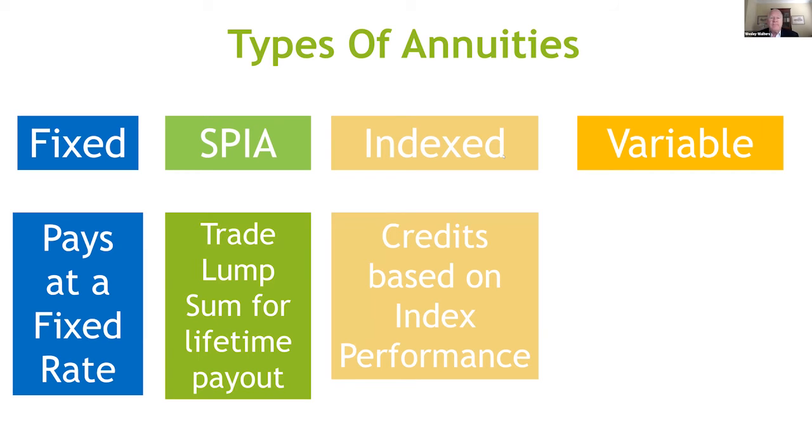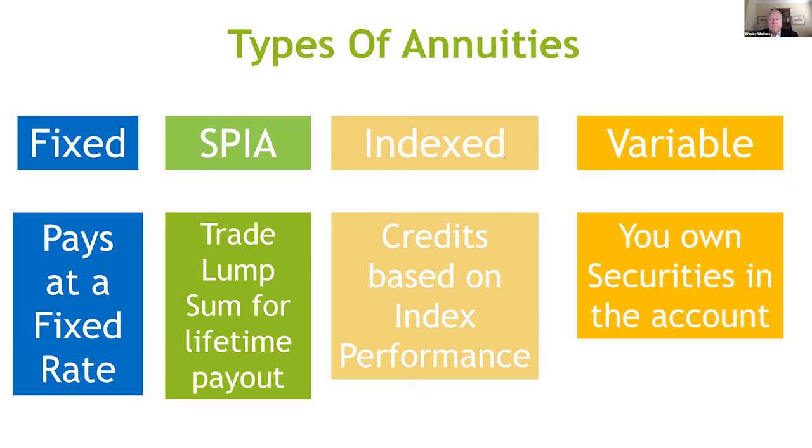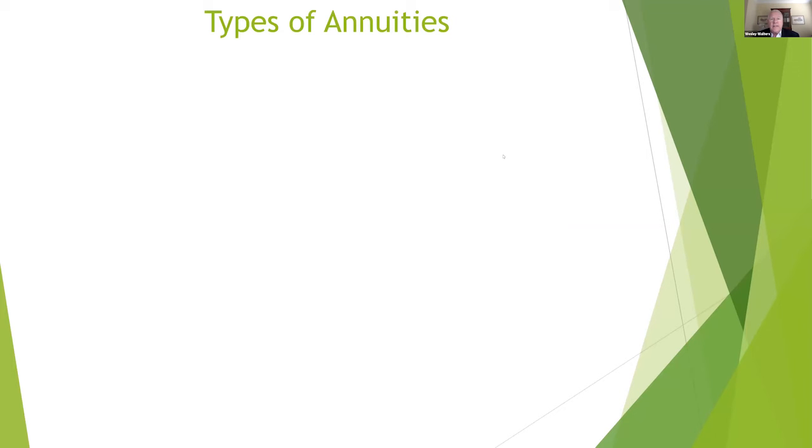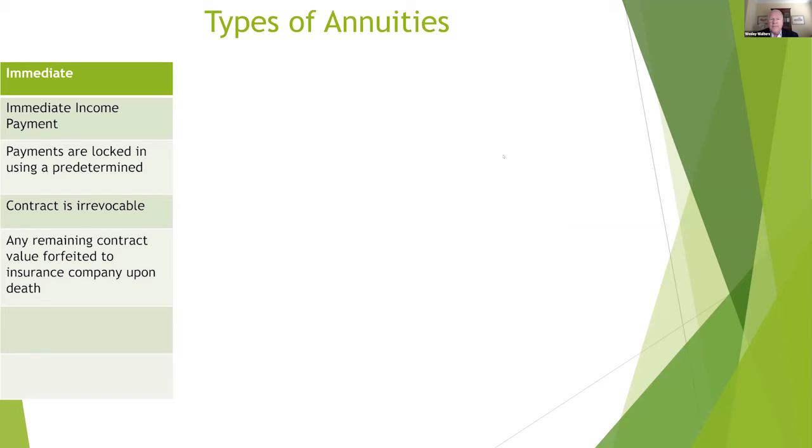Then there's the variable annuity. Here you own securities in your account. Now, a variable is a little different. You can only purchase these from people who have a securities license. The first 3 types of annuities you can purchase from a person who has an insurance license. So let's look at a little more detail in each of these types of annuities.